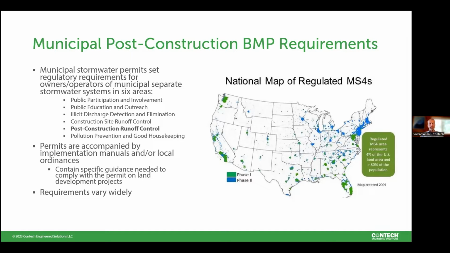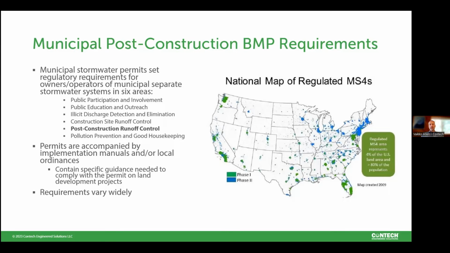So typically you'll have a state level permit if it's phase 2 or an urban area phase 1 permit. And in that permit, it'll have some post-construction runoff control requirements. And the permittees, the agencies or jurisdictions that are regulated by the NPDES permit, will extend those requirements to land developers through a post-construction runoff program, or sometimes called a land development program. And this really happens at the local level, and the requirements vary widely.